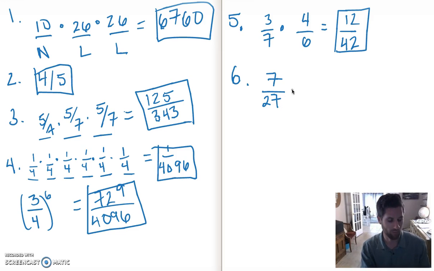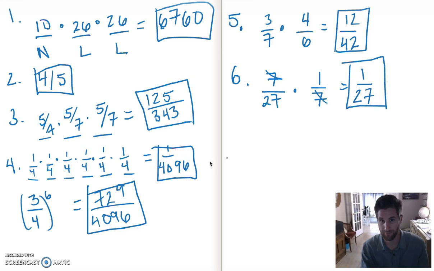And then we're going to multiply that by the probability of getting an R. So there's 1 R out of 7 letters in Kylo Ren. So we get 1 out of 7. The 7s are going to cross cancel, and we're going to get 1 over 27. Okay, and there we go.